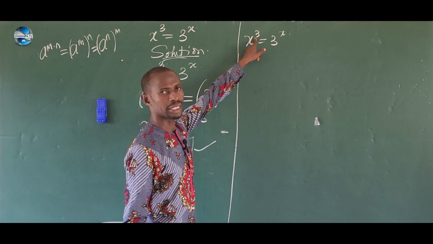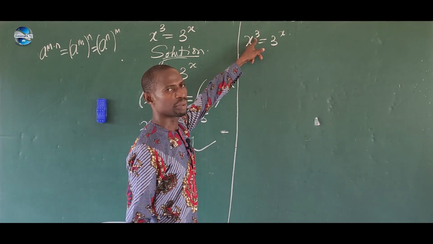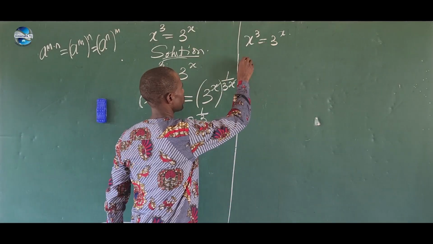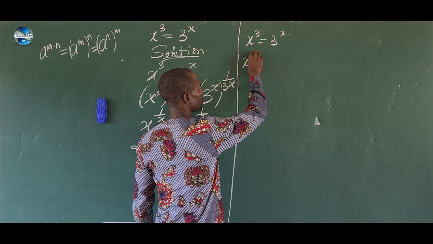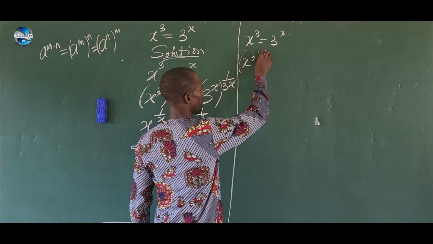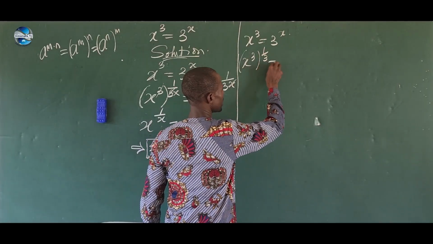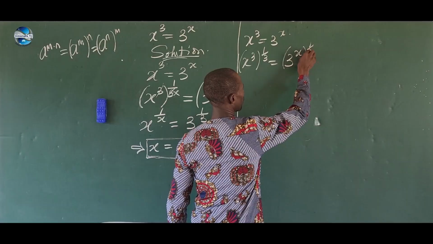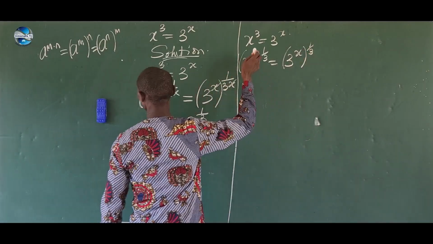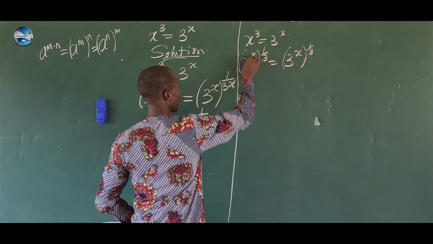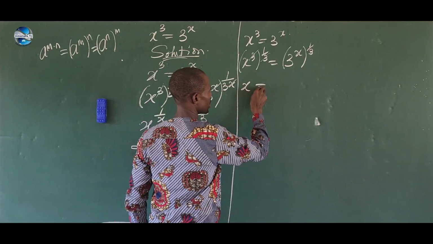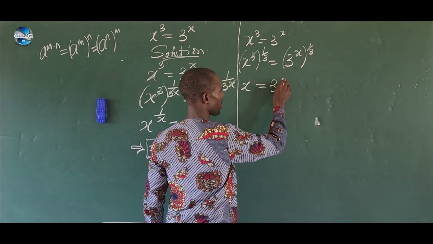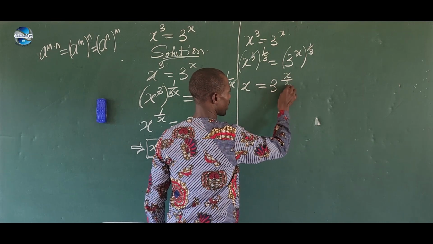I want to eliminate this 3 here. And how do I eliminate this? I'm going to raise both sides to the power of 1 all over 3. And so this is going to give x to the power of 3 all raised to the power of 1 all over 3, equal to 3 to the power of x all raised to the power of 1 all over 3. If we apply this rule, this and this will leave the system. We are now having x is equal to 3 raised to the power of x all over 3.